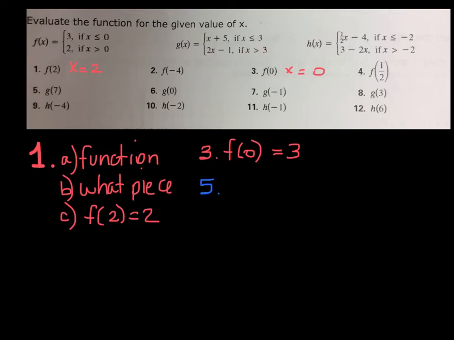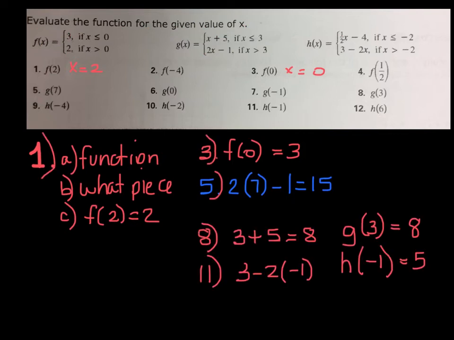I am now taking my 7 and I'm going to plug it in. So I figured out what piece it is, and now I'm going to plug my 7 in. 2 times 7 minus 1 gives me 15. I'd like you to pause and I'd like you to try number 8 and number 11.